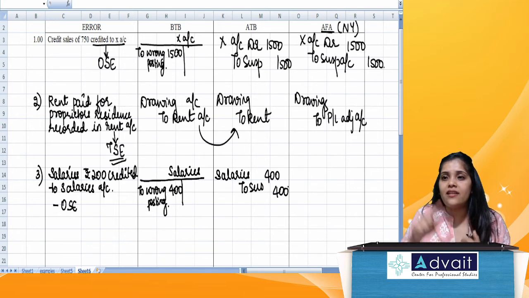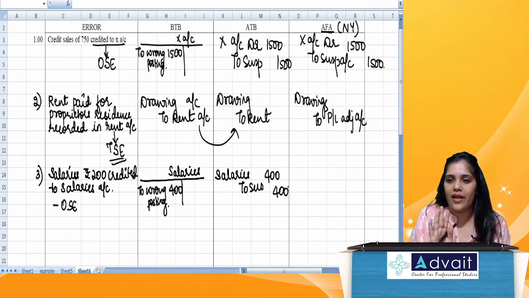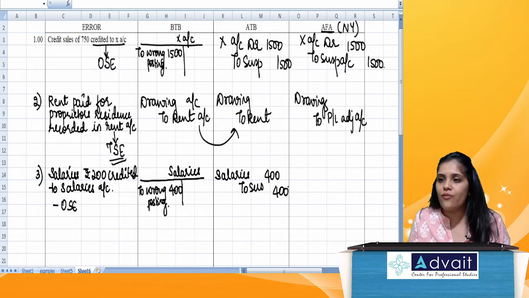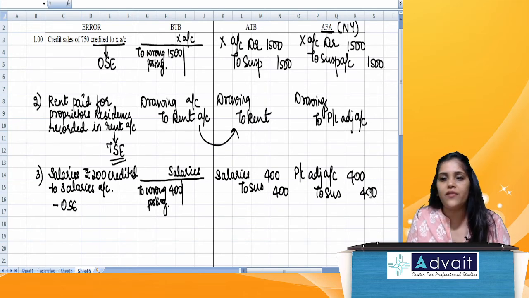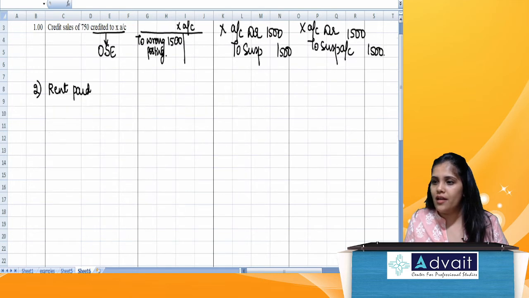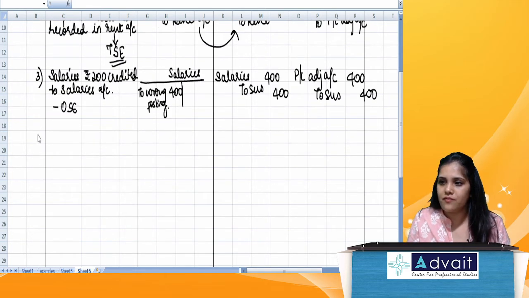If it is there, then replace with P&L adjustment. Okay? So, my entry, is there any nominal account in this? Which one? Salary. So, what we will do? P&L adjustment account debit to suspense account 400. So, this is how it will differ. Okay, let me give you one more example.